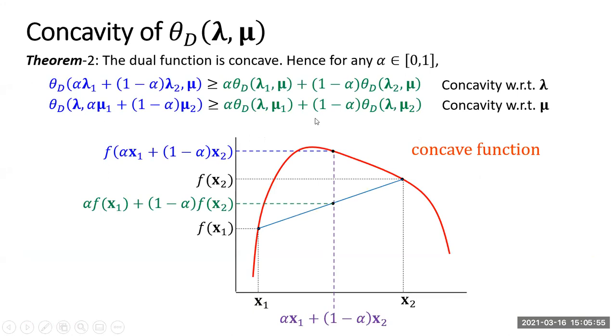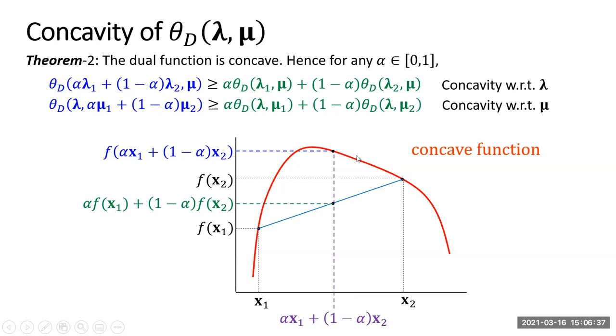Theorem 2, the dual function is concave. Hence, for any alpha between 0 and 1, the dual function is obviously a function of two sets of variables, the lambda and the mu, right? So we have to show concavity with respect to lambda and concavity with respect to mu. Now, this is what a concave function looks like. This is x1, x2, for any alpha between 0 and 1. This is alpha x1 plus 1 minus alpha x2, here.